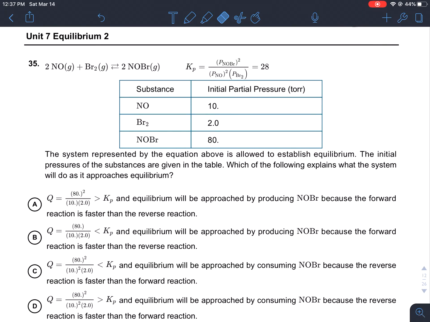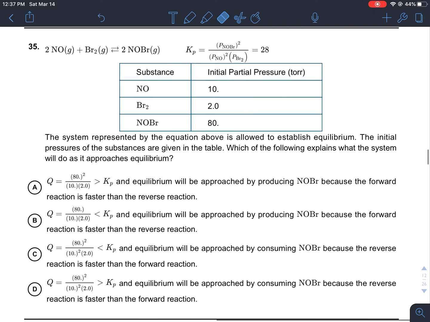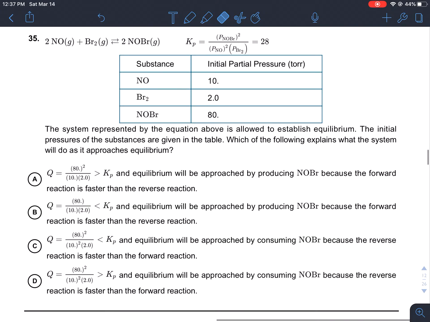All right, let's clean this up. 2 NO plus Br2 yield 2 NOBr, and you have your Kp there, and then you have this. The system represented by the equation above is allowed to establish equilibrium. The initial pressures of the substances are given in the table, so these are initial values. Which of the following explains what the system will do as it approaches equilibrium?